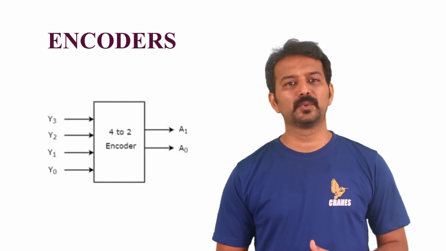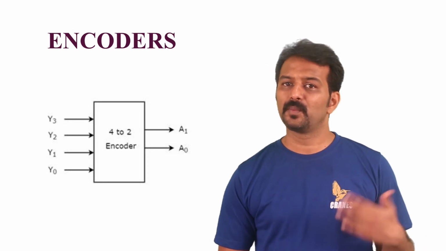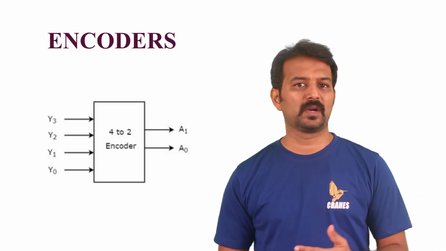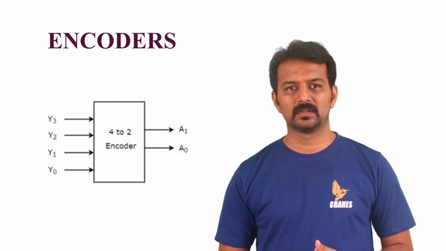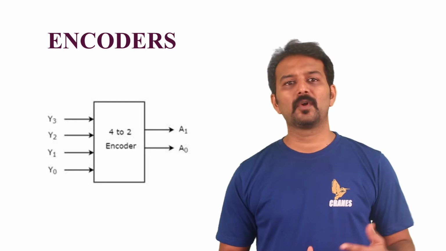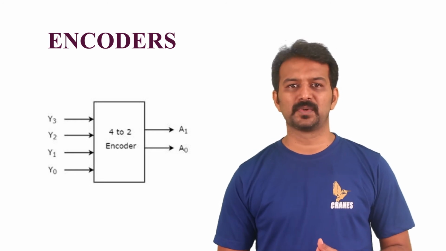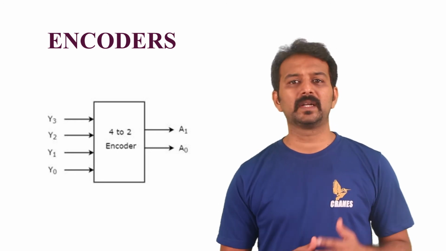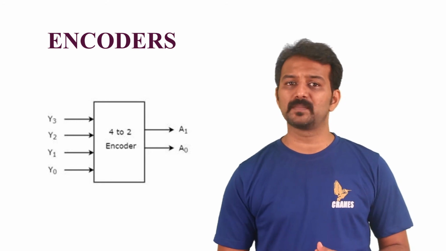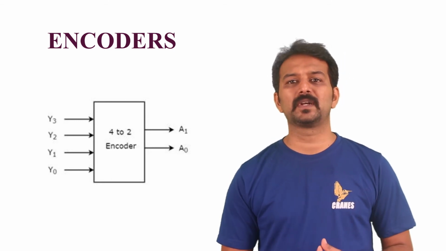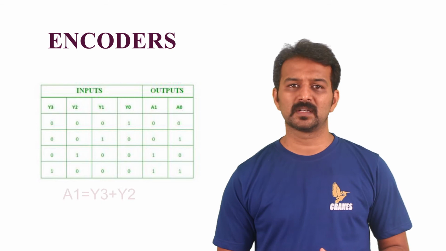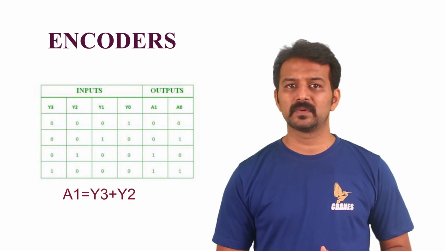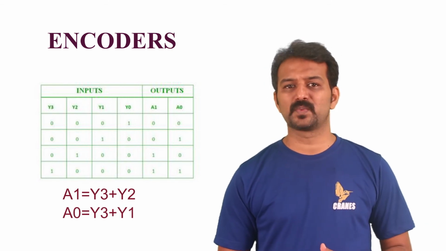A 4:2 encoder has 4 inputs, Y3, Y2, Y1 and Y0 and 2 outputs A1 and A0. The block diagram of a 4:2 encoder is as shown. At any time, only one of these 4 inputs can be 1 in order to get the respective binary code at the output. From the truth table, we can write the Boolean functions for each output as A1 equal to Y3 plus Y2, A0 equal to Y3 plus Y1.